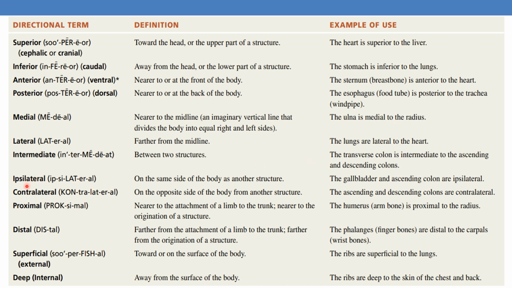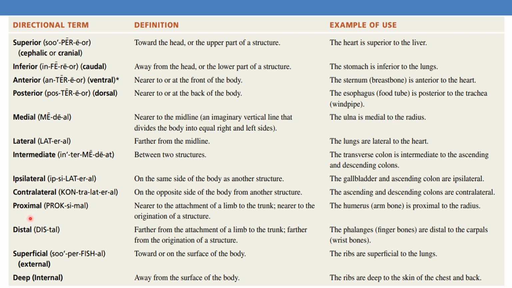The next is ipsilateral, on the same side of the body as another structure. Ipsilateral means on the same side. Contralateral means on the opposite side. Example for ipsilateral: the gallbladder and ascending colon are ipsilateral, that is, they are on the same side. Example for contralateral: the ascending and descending colons are contralateral.